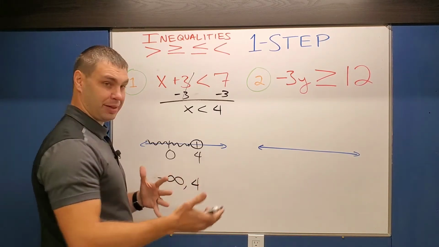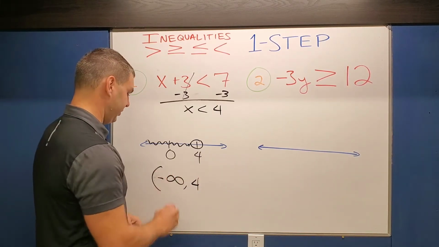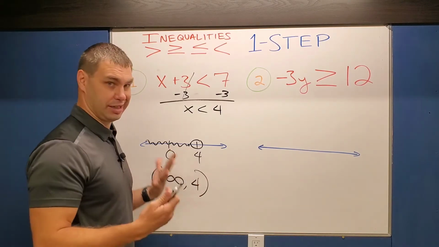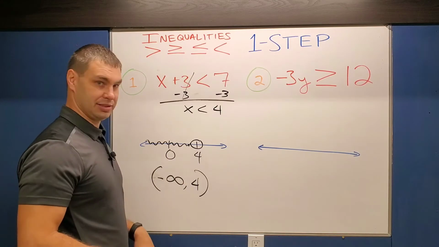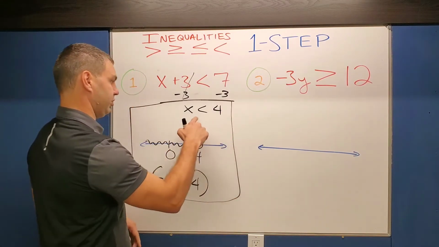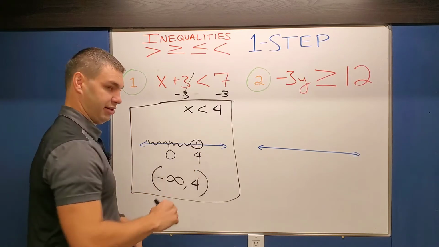Infinities, whether negative or positive, always get a parentheses around them. And then open dots also get parentheses. If this would have been a closed dot, it would have gotten a bracket. Since it's open, it gets parentheses. So our 3 parts to our answer are right here. We have our solution, our graph, and our interval notation.